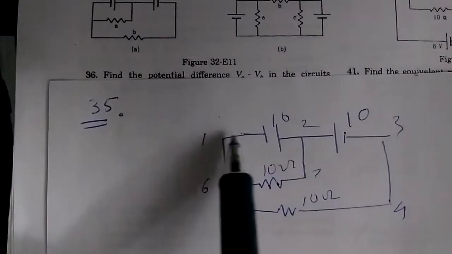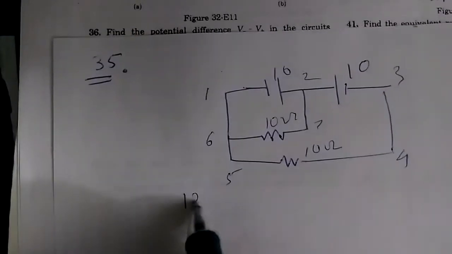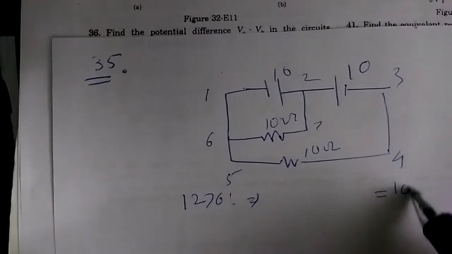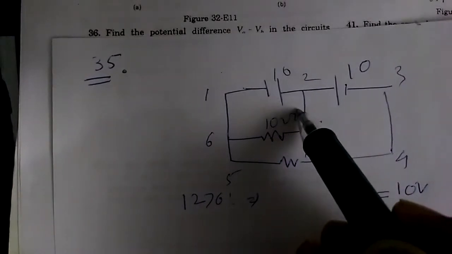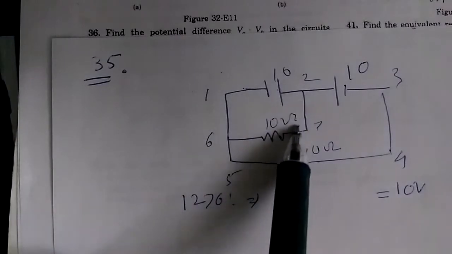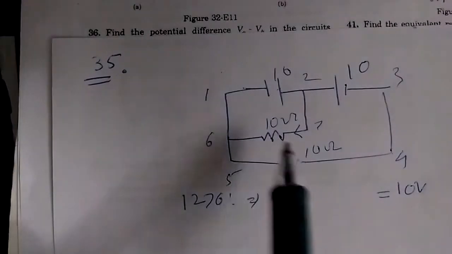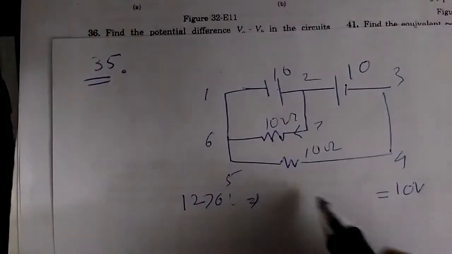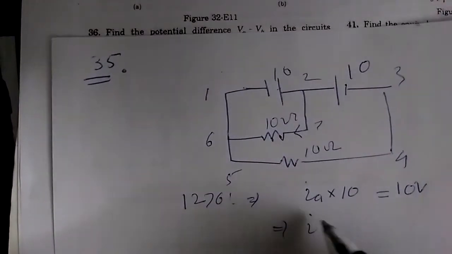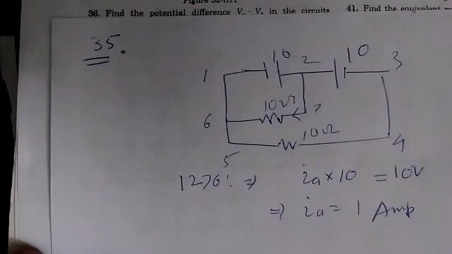We can apply the Kirchhoff voltage law in this loop 1, 2, 7, 6. On the right hand side, I write the battery voltage 10 volt. And let's say the current is flowing in this direction. So this battery supplies this current, and in this resistor we get the IR voltage drop. Let's say the current in this resistance is IA. So I write IA into R, 10 ohm. That means IA is equal to 10 divided by 10, or 1 amp. So that solves our first problem.